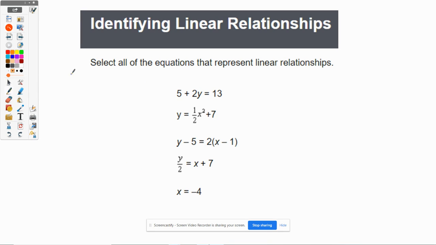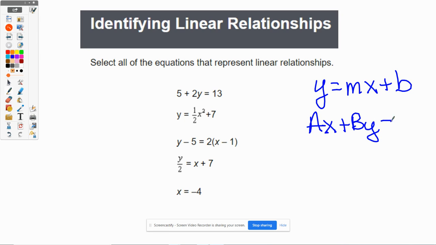All right, so which one of these guys are lines? Well, what are the rules with lines? Well, lines can be written like this, or lines can be written like this, or lines could be written like this.